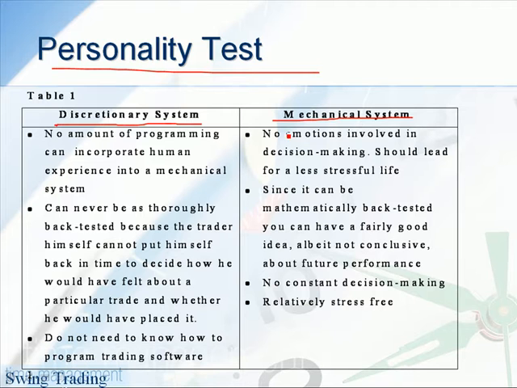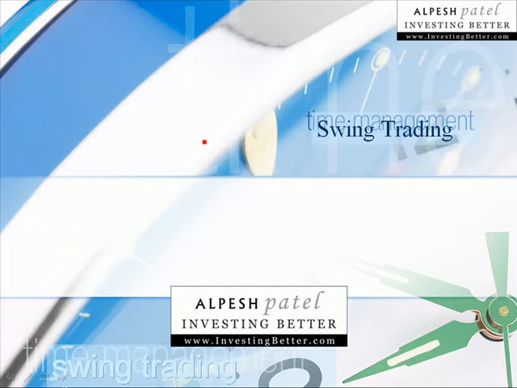Well, what about mechanical systems? There are no emotions involved in decision making, so you should lead a less stressful life with mechanical systems, which tell you buy when this happens, sell when this happens. Incidentally, I'll give you discretionary and mechanical systems in the CD-ROM set. Since it can be mathematically backtested, you can have a fairly good idea, albeit not conclusive, about future performance. There's no constant decision making. You don't need to be home asking, should I or should I not? And as I've said, it's a relatively stress-free lifestyle.